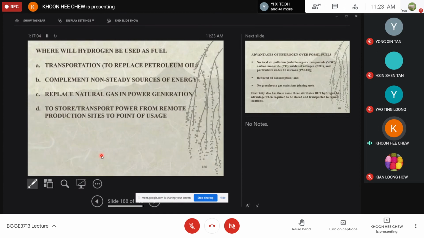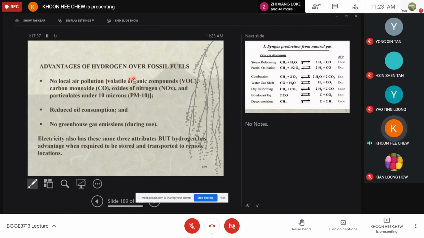So where will hydrogen be used? Transportation, as I mentioned just now, and to complement non-steady sources of energy. There are some energy sources that are not steady, like wind, tidal wave, or solar energy, which can be complemented by hydrogen energy. Okay, replace natural gas, as mentioned just now, and store and transport power from remote production sites to the point of usage. So, advantages of hydrogen over fossil fuel. Remember, fossil fuels we have three: coal, oil, and natural gas. Okay, so no local pollution, no air pollution.